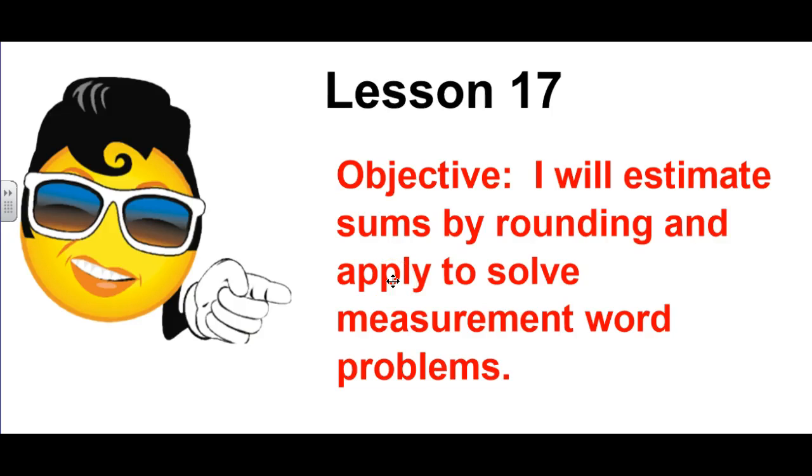For lesson 17, we're going to estimate sums by rounding and apply it to solve measurement word problems. What this means is that we're going to be estimating today, and whenever you estimate, you round because you're trying to find the closest number, and we're going to be working with sums. Whenever you hear the word sums, you're thinking of addition, because the sum is the answer to an addition problem.